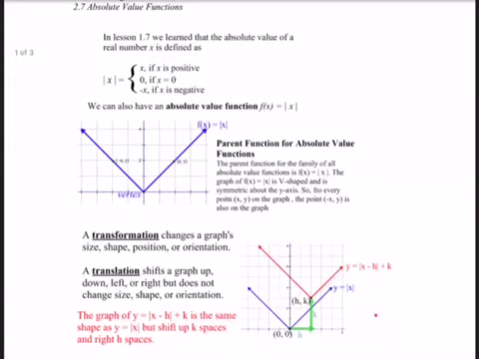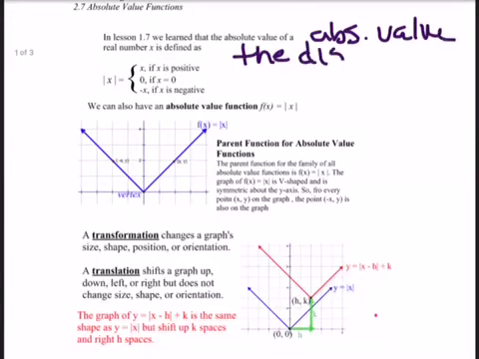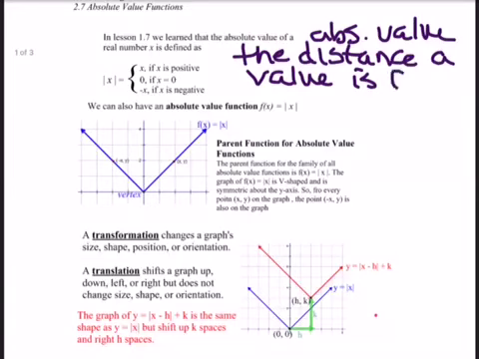So the first big thing that we need to know is what is absolute value. An absolute value is the distance a value is from 0. Regardless of whether I am on the positive side or the negative side of 0, the distance I am from 0 is always going to be positive.